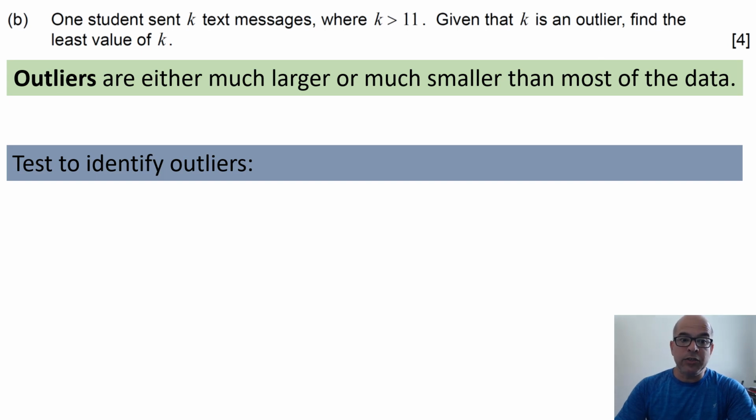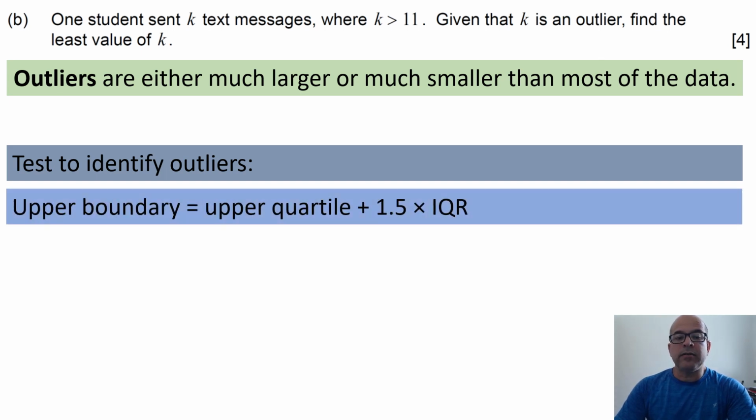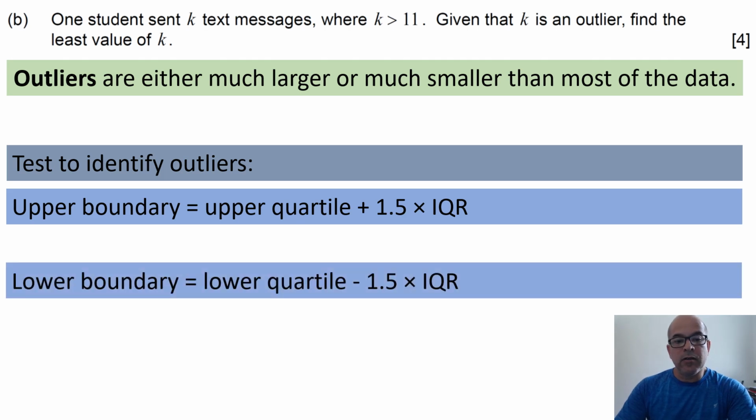In this question we need to do this. The upper boundary for an outlier is any number that is bigger than the upper quartile plus 1.5 times the interquartile range, and the lower boundary would be the lower quartile minus 1.5 times the interquartile range. We have to know this to solve this question. This is not given in the formula booklet. It's not very common to test this in examinations, but in this question, there's no other way to do it.